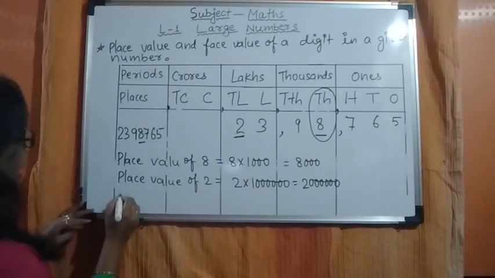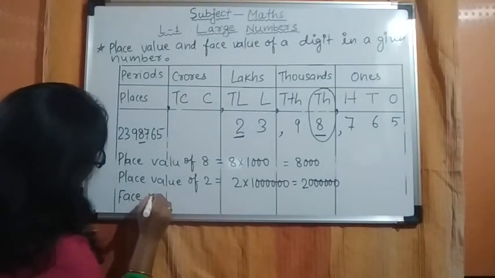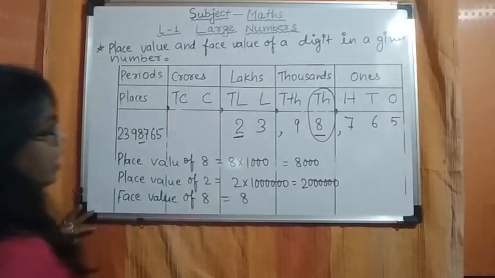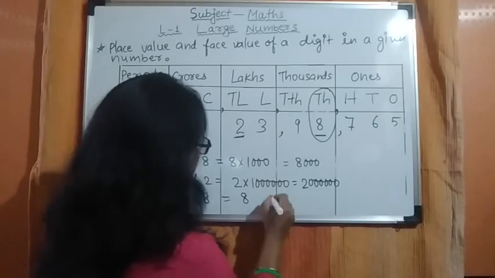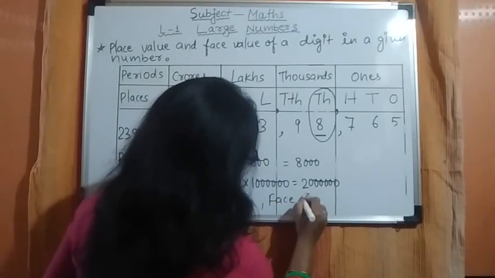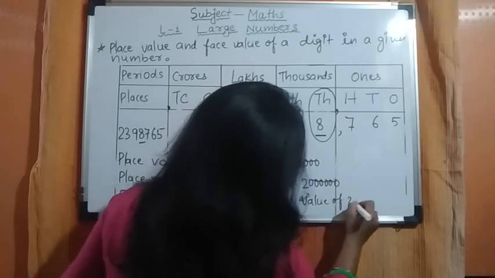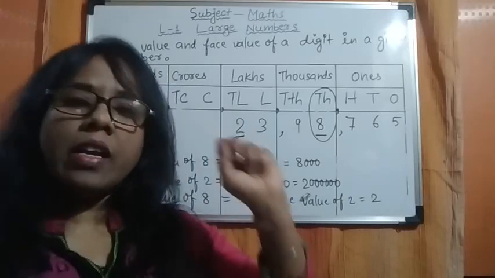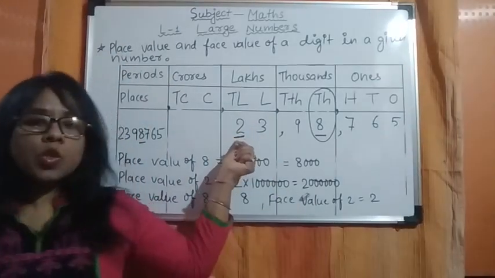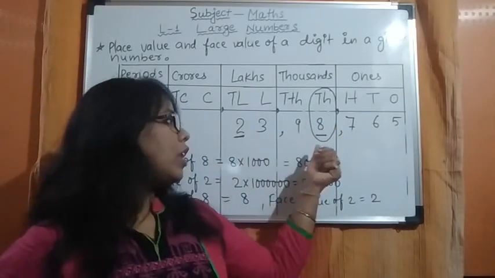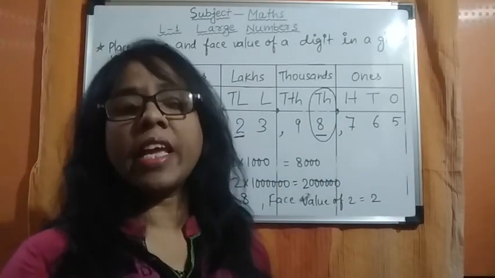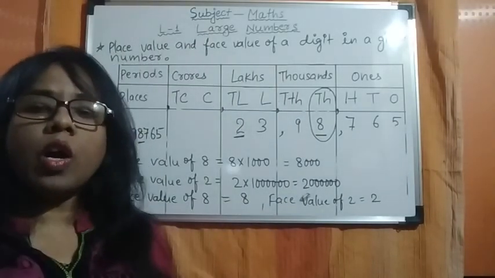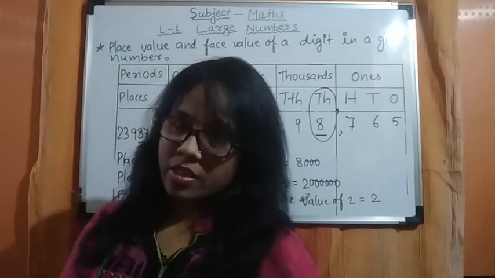Fine. So when we talk about the face value of 8, here it is 8 only. The face value of 2 is 2. So here all the digits' face value is the same, the number itself. Face value of 2 is 2, face value of 3 is 3, face value of 9 is 9, face value of 8 is 8. Face value never changes, place value changes according to its place. Fine.